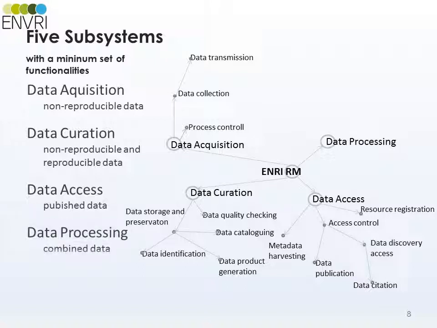The data processing subsystem of a research infrastructure provides a toolbox of services for performing a variety of data processing tasks. It produces new, combined and derived datasets. Major functions that a research infrastructure might support include scientific workflow enactment and data process control.